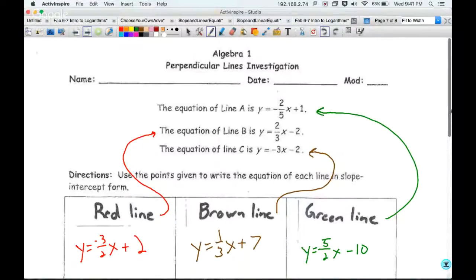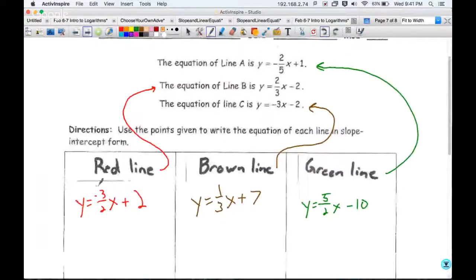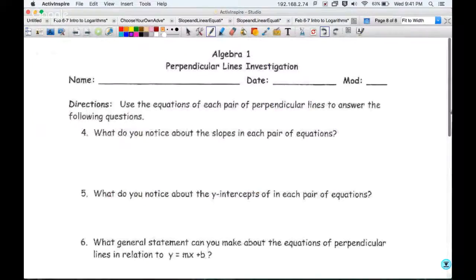Now here the similarity in the slopes is not as obvious, but let me circle them anyway. This one has a slope of 2 over 3. This one has a slope of negative 3 over 2. Similar, but kind of different. This one's negative 3. This one's positive 1/3. This one's negative 2/5. This one's positive 5 over 2. So this relationship here, I'm going to give you a word for it.